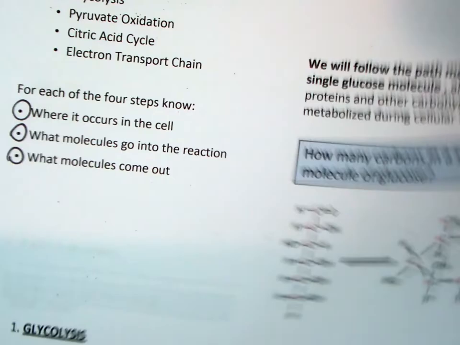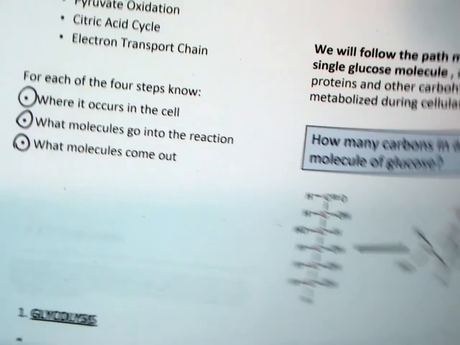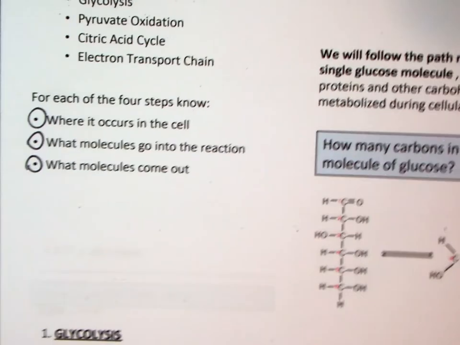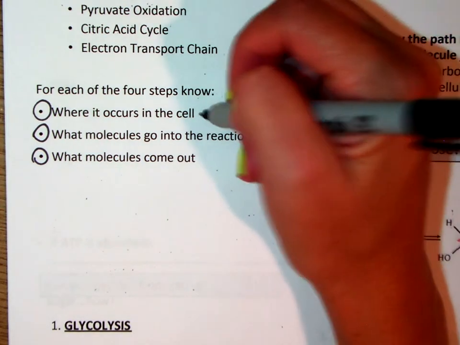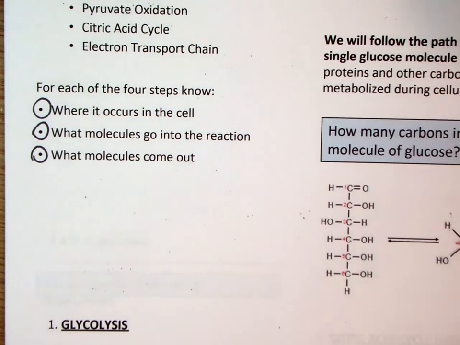Now, at the very end of this, we're going to come to this page and summarize everything. This is going to put it all nicely together on one page for you. But again, we'll come back to that at the end. It's going to show you where it happens in the cell, what molecules go in, and what molecules come out.